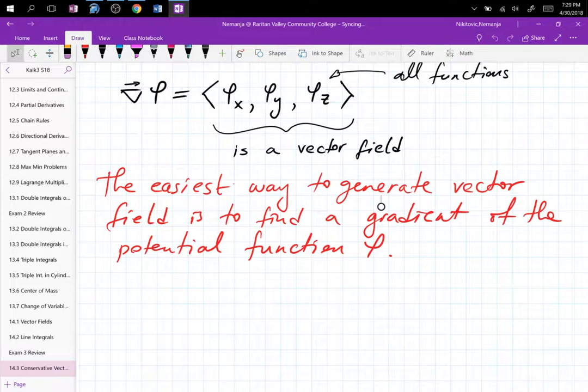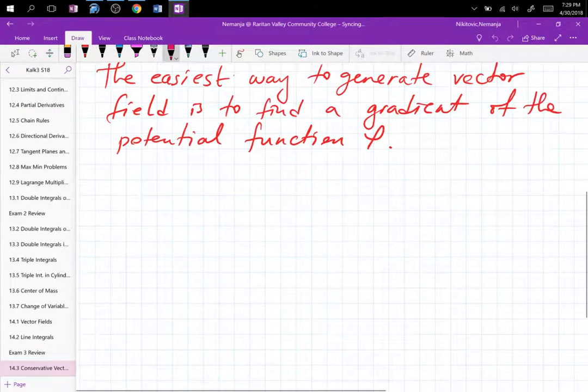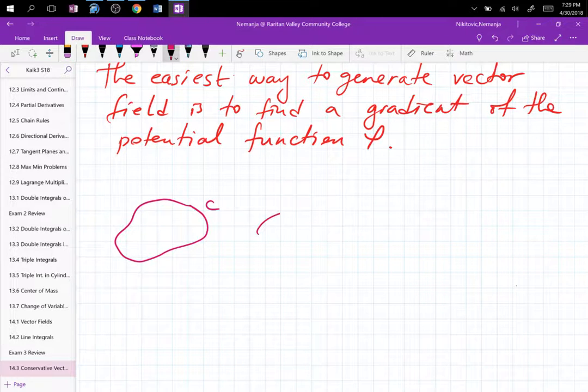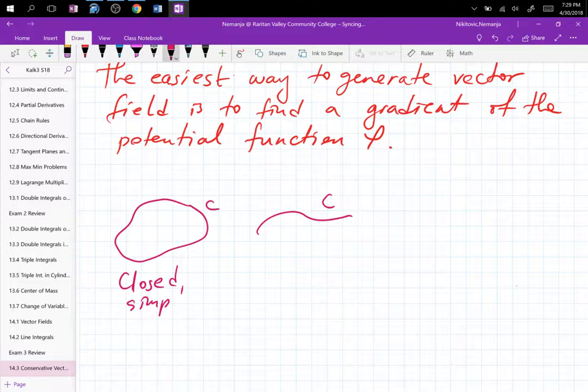So first of all, we have this talk about types of curves and regions. These are definitions that you guys need to know. And I'm going to just give you the visuals. The text is given, so you can also learn the text. So something like this, curve C, and something like this, curve C. So this is closed and simple. And this is not closed and simple.